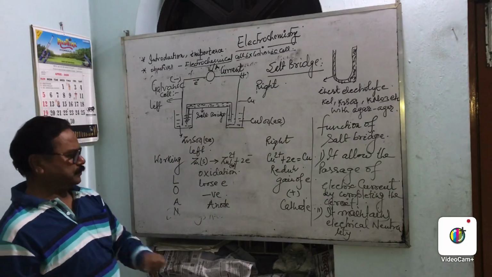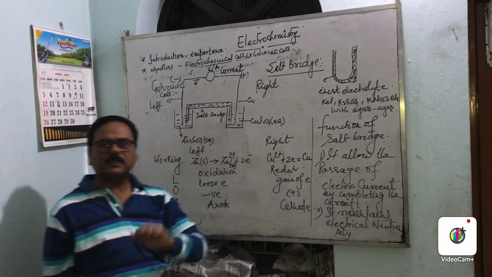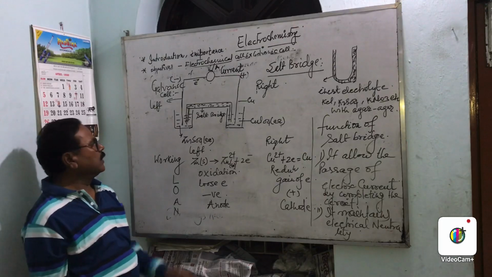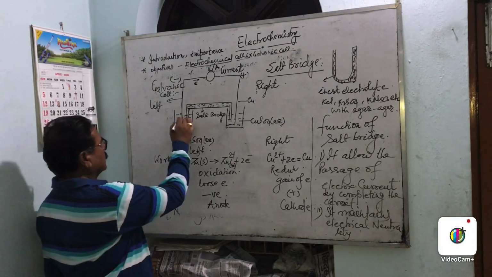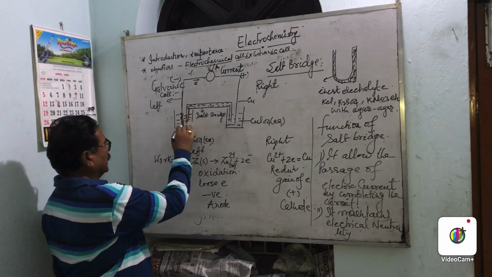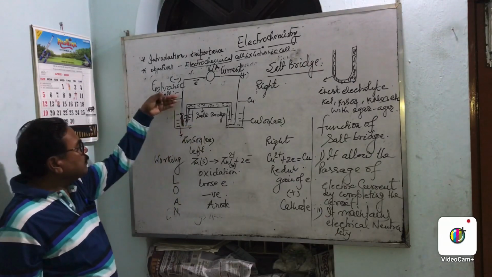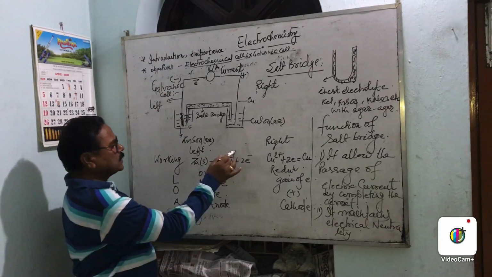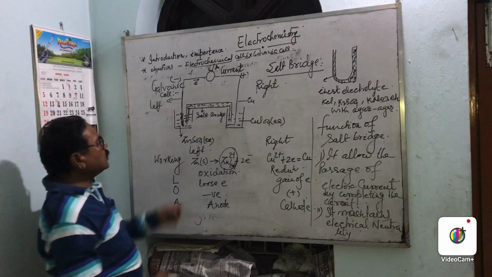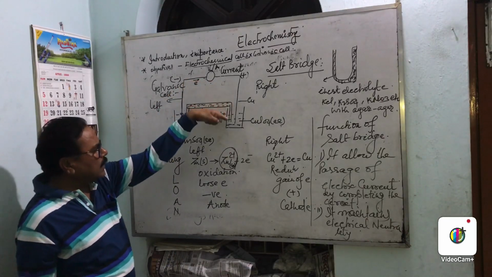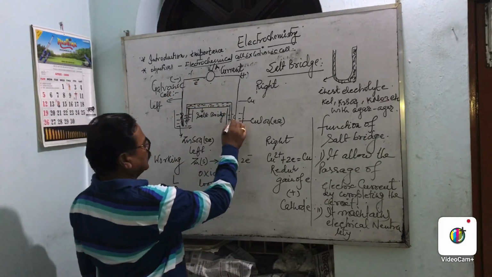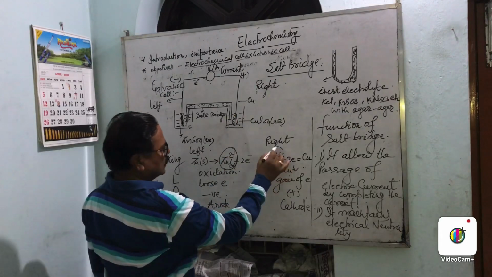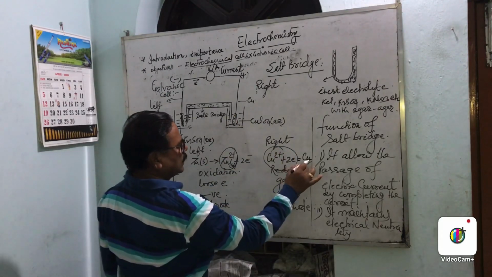Now, how does it maintain the electrical neutrality? This is very important. Here zinc will lose electron, so it will get deteriorated, and zinc will lose electron and convert into the zinc ion. Now the electron will flow through that wire, and here the copper will accept electron and get converted into copper.